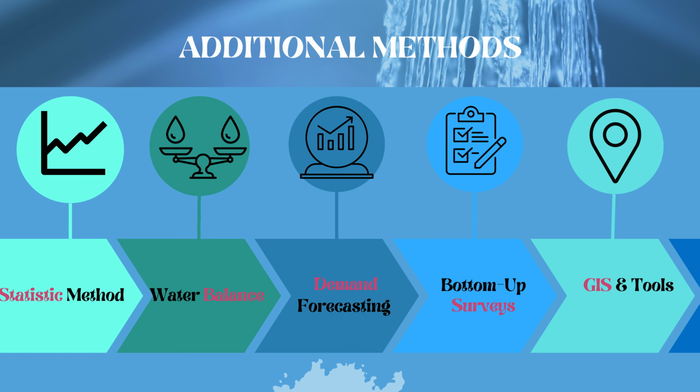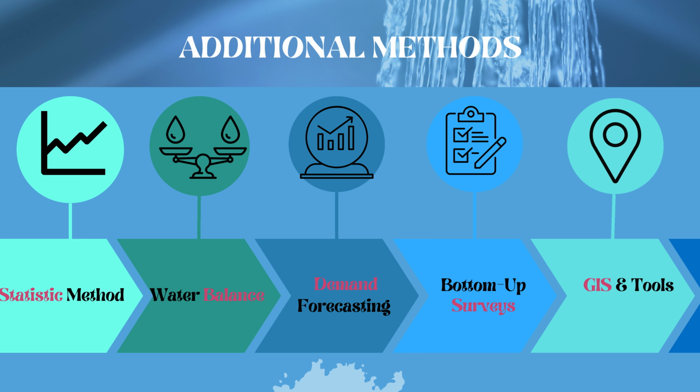So far, we have explored some methods for water demand assessment, but there is a full range of options available for you. Let's see this. Statistical method: this method uses historical data on water use and population growth to predict future demand. Another method is the water balance method. This method tracks all the water entering and leaving a system to understand overall demand. It is mostly used in planning phases. The demand forecasting method uses advanced tools and data analysis techniques to predict future water needs with greater accuracy.